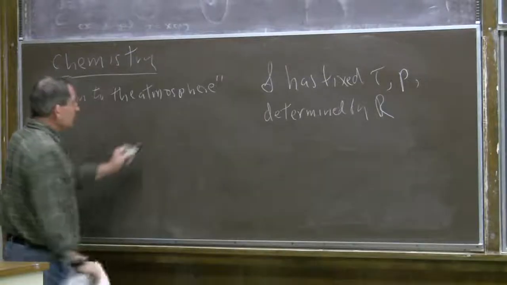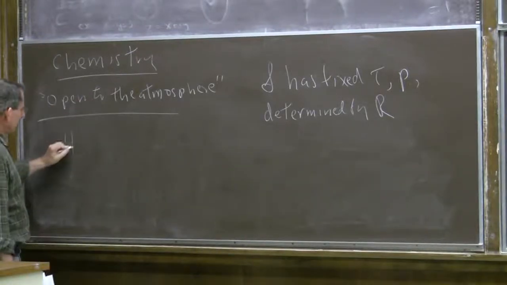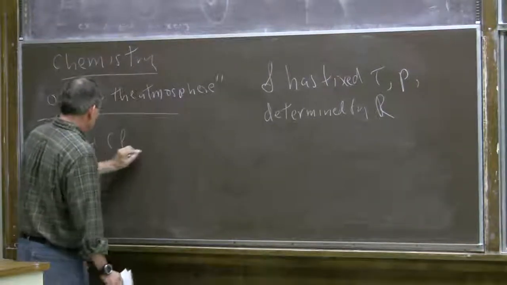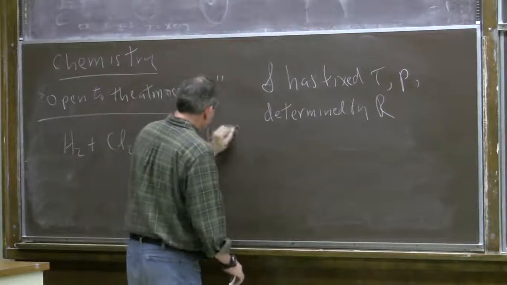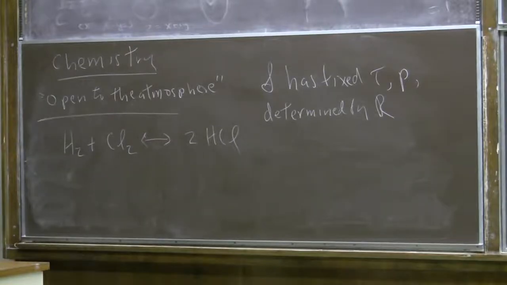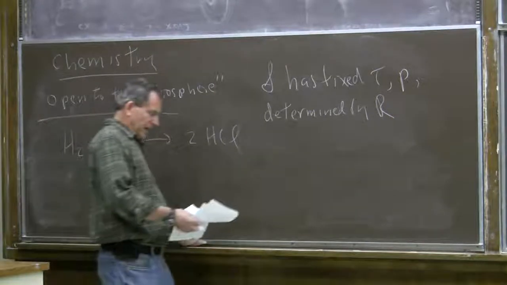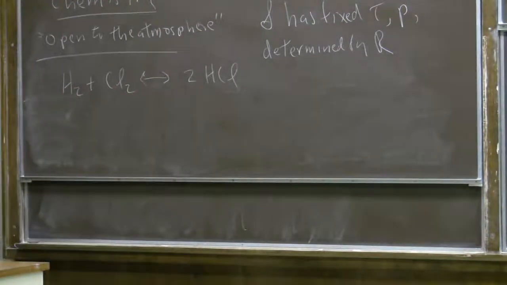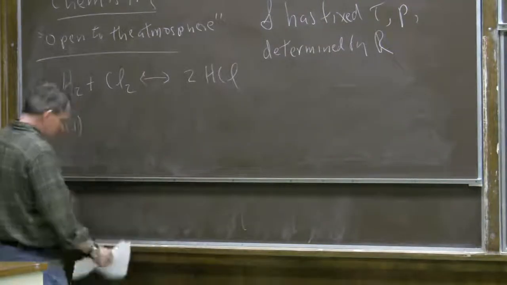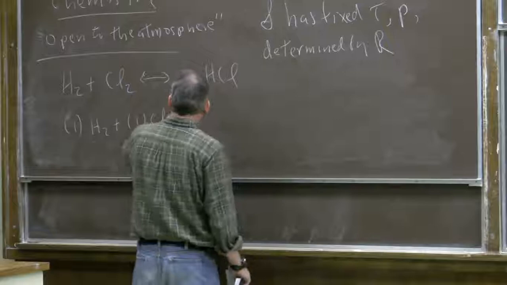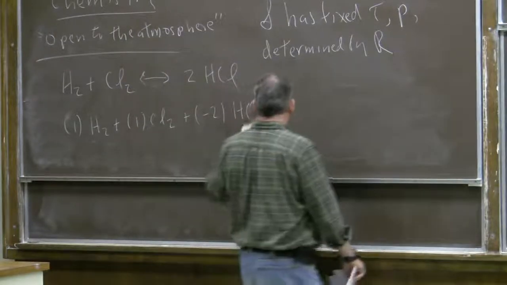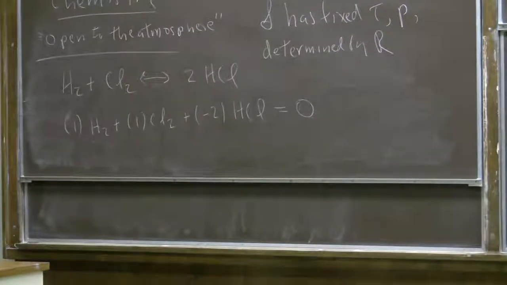And let's say we want to consider, as an example, the reaction in which hydrogen and chlorine combine to make HCl. And there's also the inverse reaction in which two HCl molecules combine and dissociate into molecular hydrogen and chlorine. So we can write that as an algebraic equation. 1 H2 plus 1 Cl2 plus a minus 2 HCl equals 0.